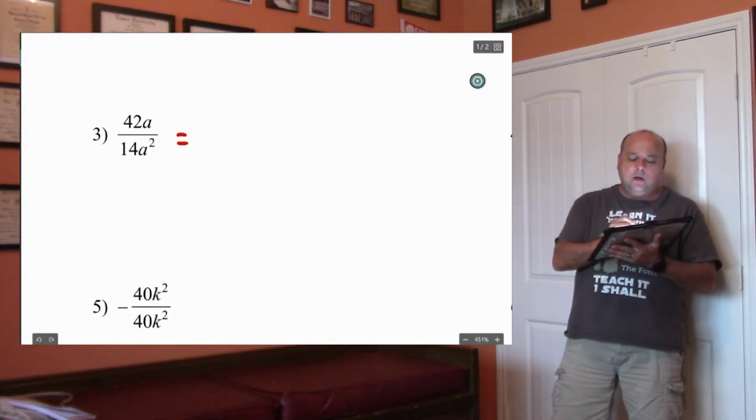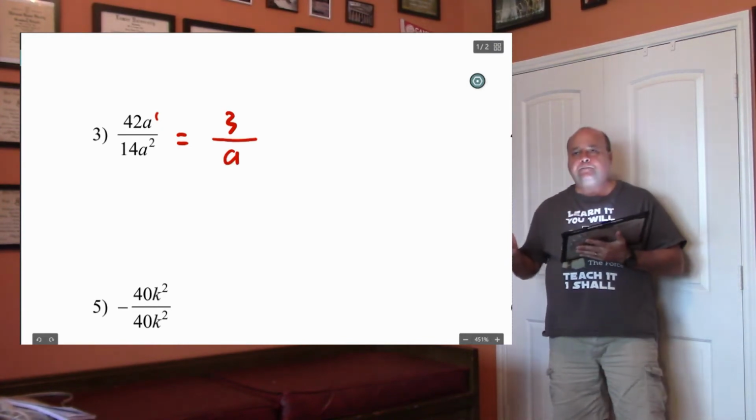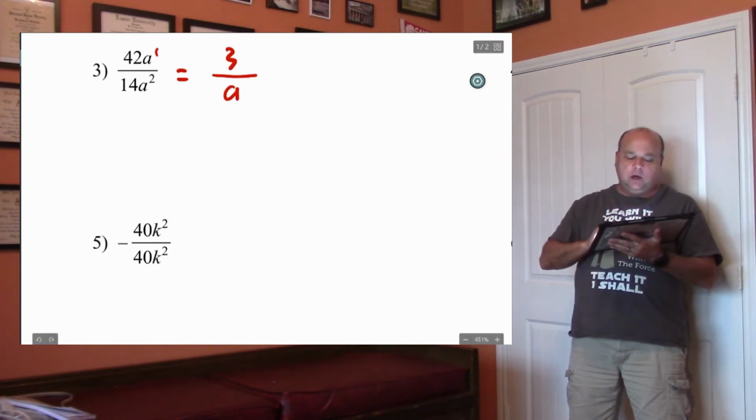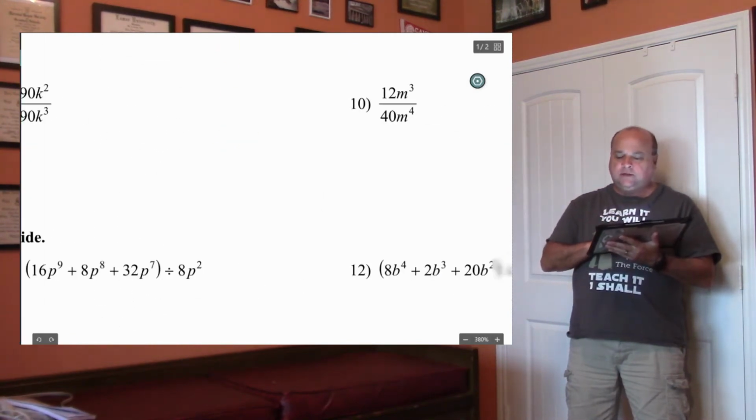So go back here, put 3, put a fraction bar down there. Where are most of the A's? Most of the A's are on bottom, and 2 minus 1 is 1, so the answer is going to be 3 over A, isn't it? Continuing on, let's do one that's kind of difficult here.